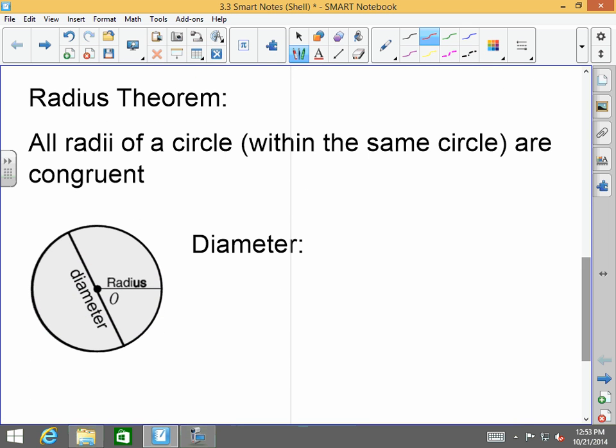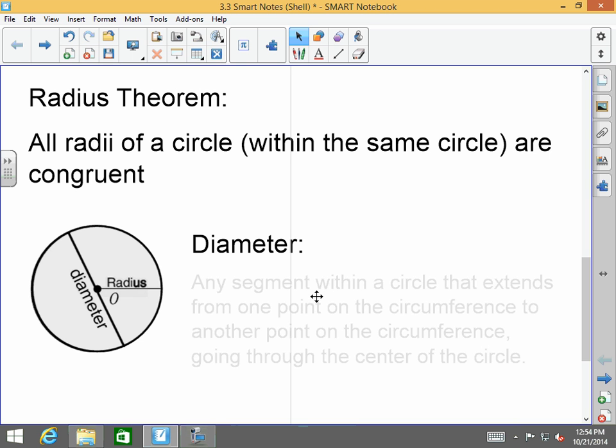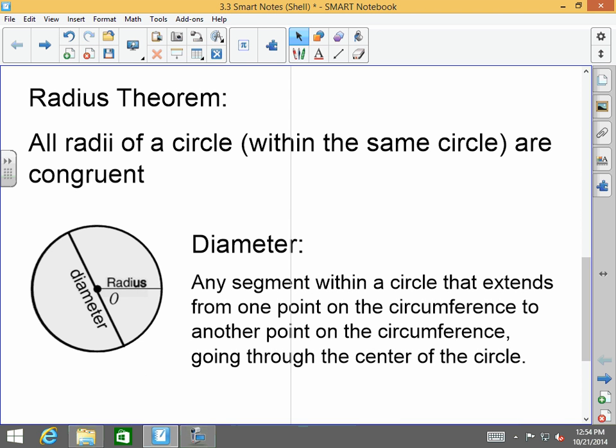Now, the diameter, okay? The diameter is literally 2 times the radius. It is twice the radius. And a diameter is any segment within a circle that extends from one point on the circumference, that means the edge of the circle, the outside edge of the circle, to another point on the circumference going through the center of the circle. It's really important for you to understand that the diameter has to go through the center. Okay, so I have a point here on the circumference. It goes through the center and it attaches to another point on the circumference. If a segment goes from one point on the circumference to another point on the circumference without going through the center, then it is not a diameter.